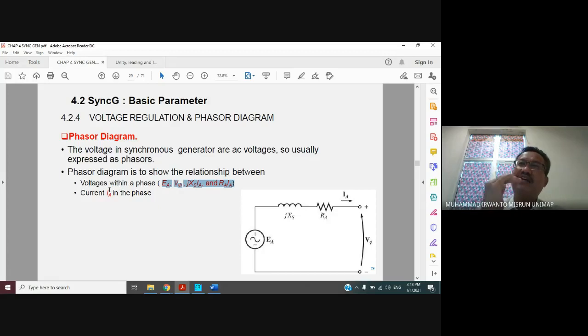IA, for example, lags the phase voltage by how many degrees. If IA leads the voltage, meaning the power factor is leading, as I said before. If IA lags the phase voltage, meaning the cos theta or power factor is lagging. And then we want to know how.